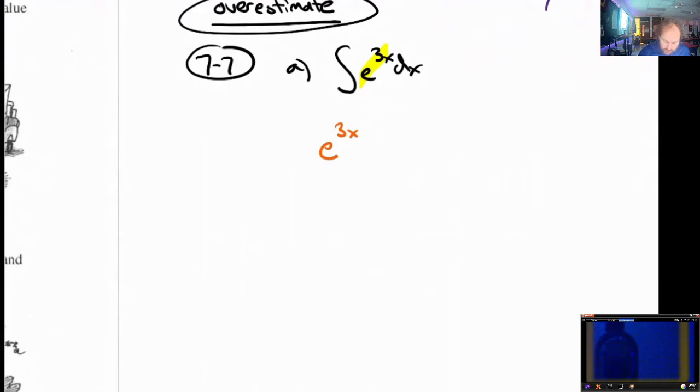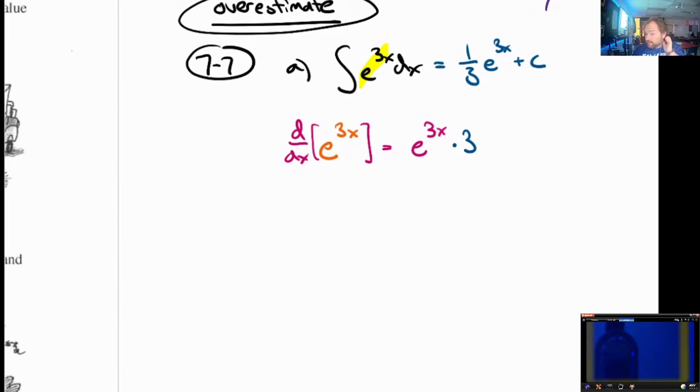However, if you take the derivative, let's just think about d dx of e to the 3x. This is equal to e to the 3x, but you have to multiply by 3 because of the chain rule. So what we need to do is lay a trap to get that 3 to cancel out. So what we're going to say is that the antiderivative here is 1/3 e to the 3x plus c.